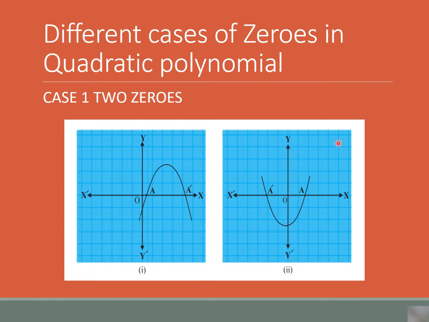Now we are going to discuss the different cases of zeros in a quadratic polynomial. The first case we are going to take is the case of two zeros, where the graph is intersecting the x-axis at two distinct points. One you can see here and one you can see here, A and A dash. This is a parabola which opens downward, and this is a parabola which opens upward. In both cases you can see the graph is intersecting the x-axis at two distinct points.